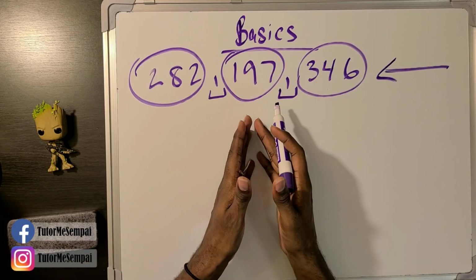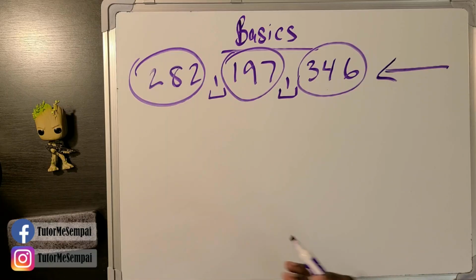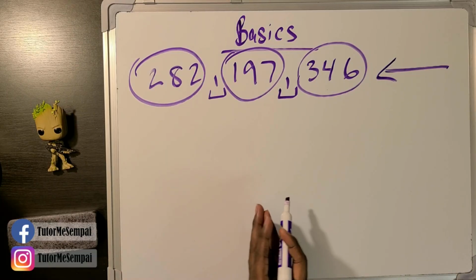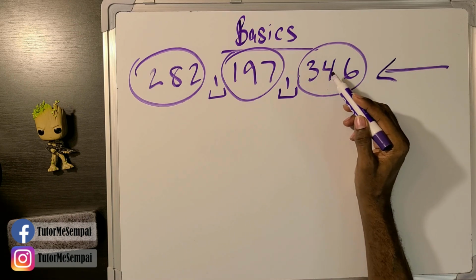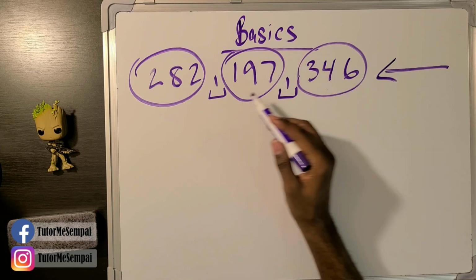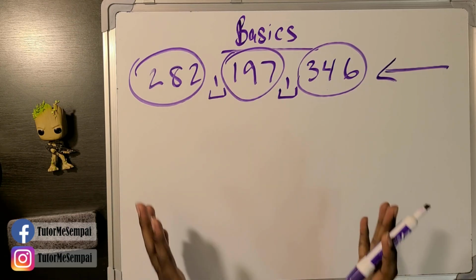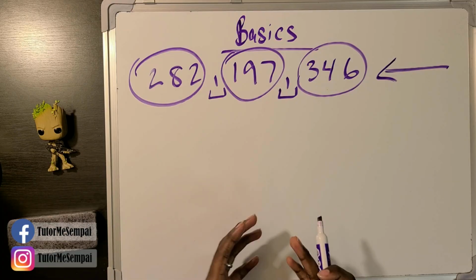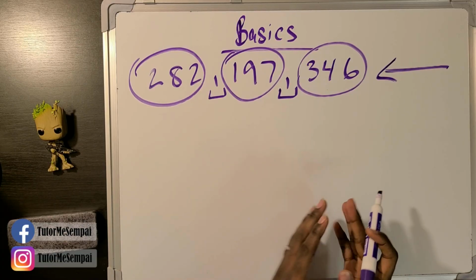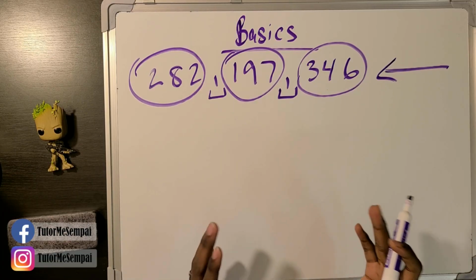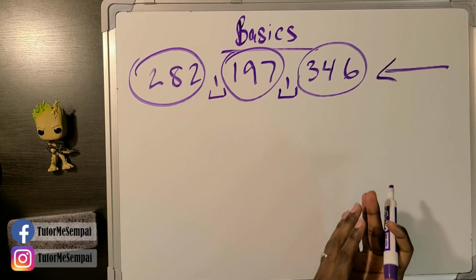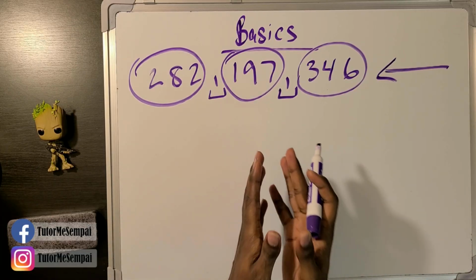I say 197, but you don't have to put the and in there. Some people do put the and, some people don't. You can easily read this as 346, 197, 282. You don't need to put the and. I put the and, so if that confuses you, I'm sorry. I'm so used to putting the and, I don't even think about it. But you don't need to put the and in there when you're reading a number like this.